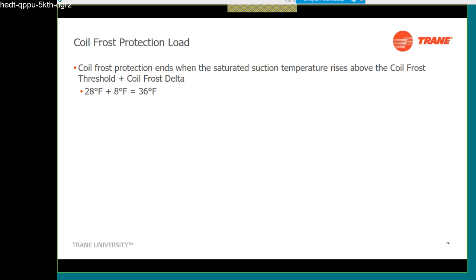Anytime while we've backed off and unloaded, if at any time we get back above that 36 degrees as well, we'll go ahead and go back into our load application and allow that to start back up.